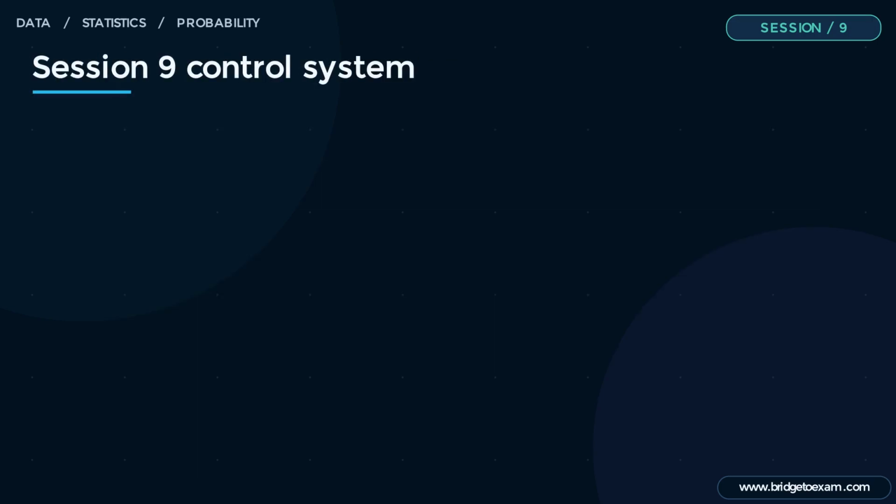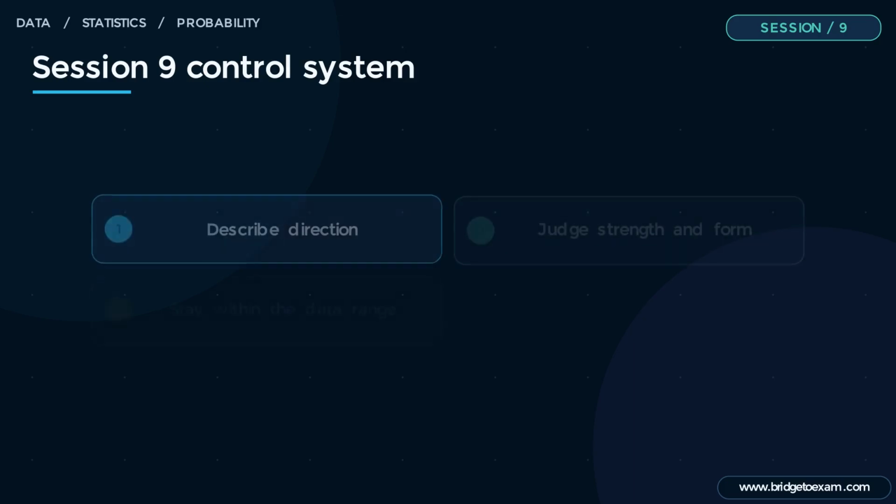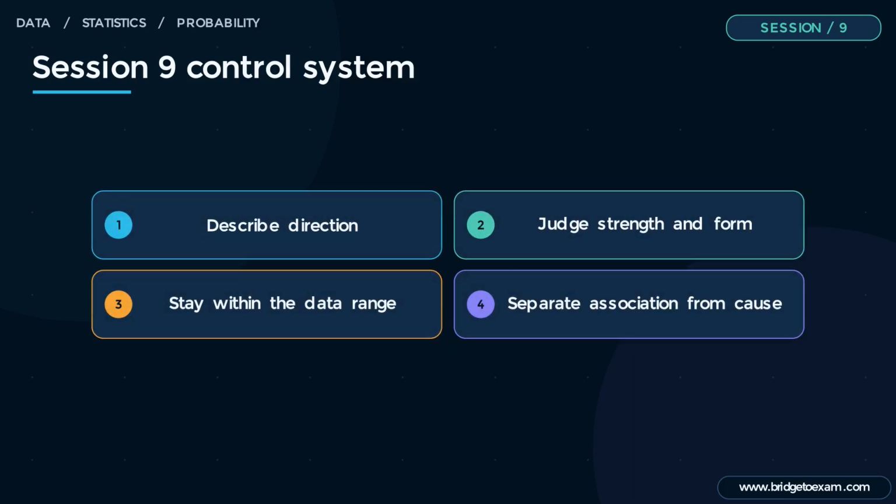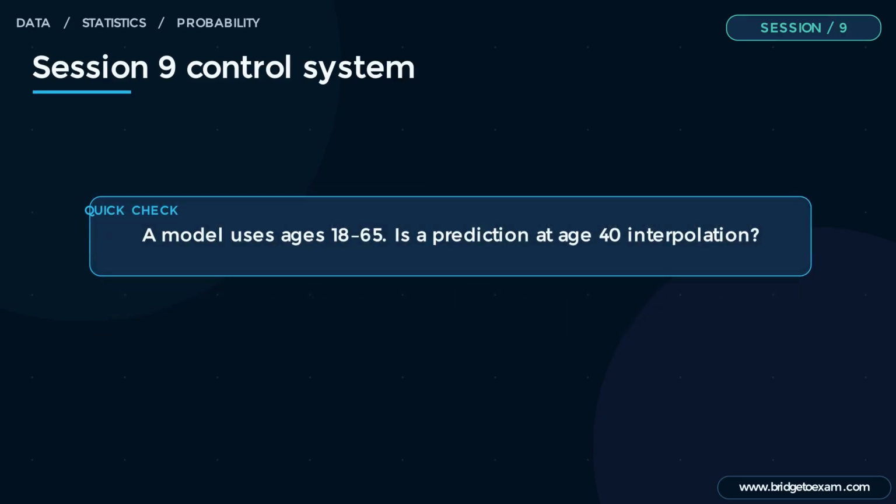Session 9 recap. Positive association rises, negative association falls, and no clear association has no consistent direction. Strength means closeness to a pattern, not steepness. Interpolation stays inside the observed range. Extrapolation goes beyond it and is less reliable. Association is not causation. Quick check. A model was built for ages 18 through 65.